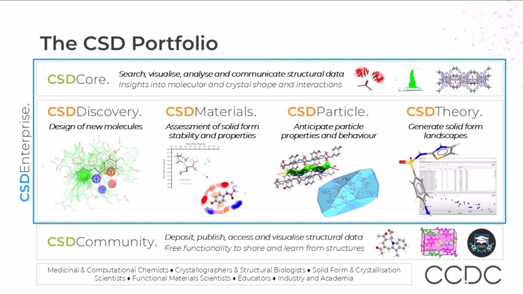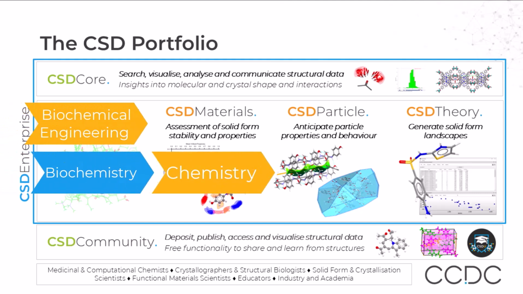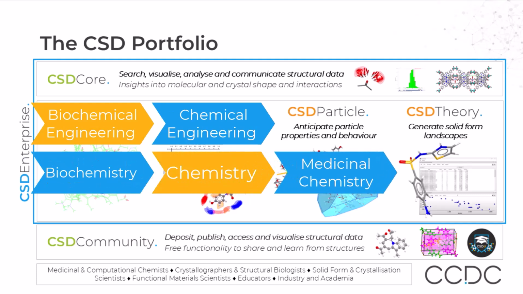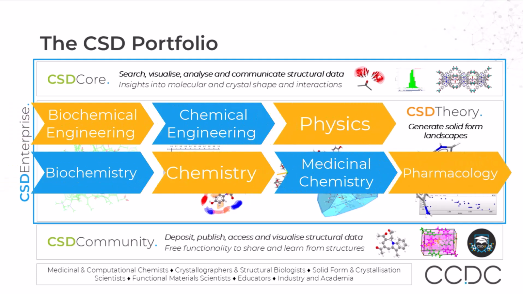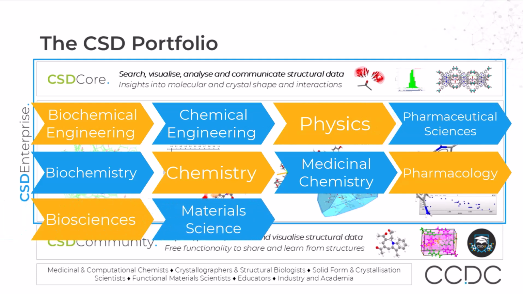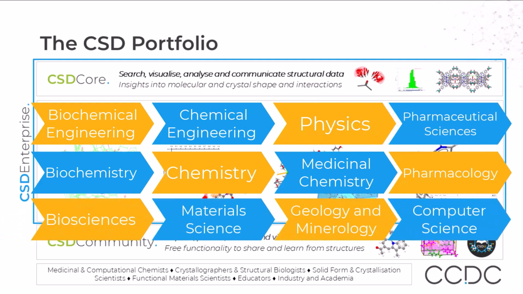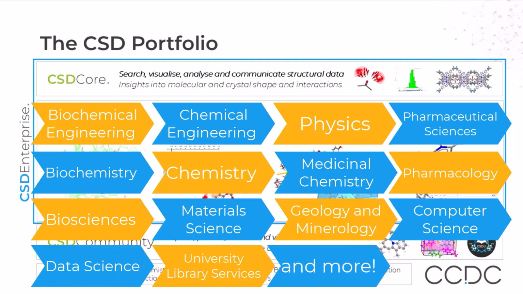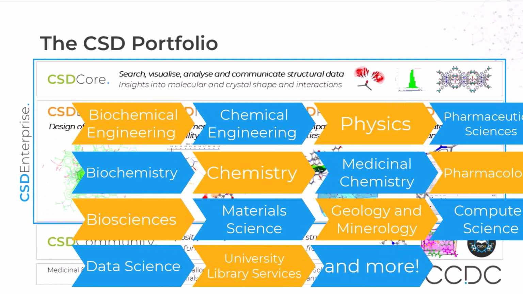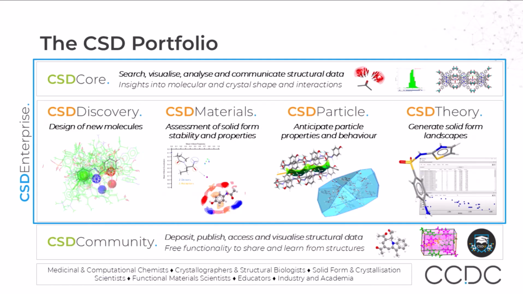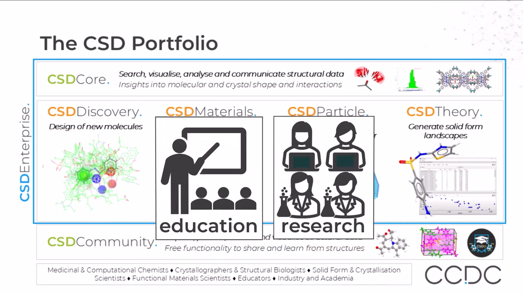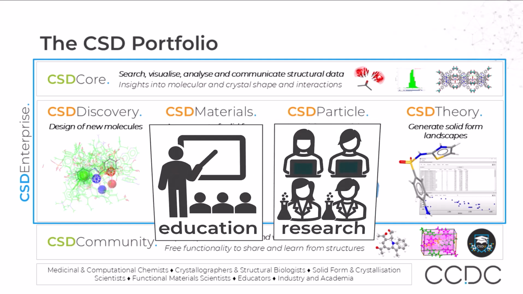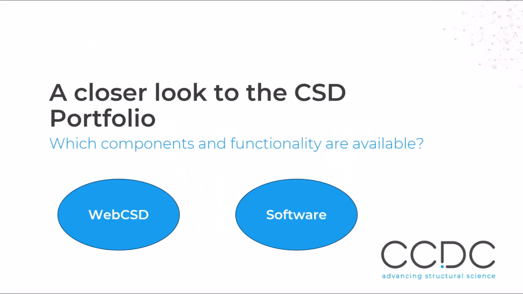Lots of departments can benefit from it: chemistry and biochemistry, biochemical and chemical engineering, medicinal chemistry, physics, pharmacology, biosciences, pharmaceutical sciences, material science, geology and mineralogy, computer science, data science, as well as university library services, just to cite a few. Within each department, the CSD can be a powerful tool, both in research and in education, and we will see some examples later. Let's now have a closer look into some of the features and functionality you get access to with your CSD license.